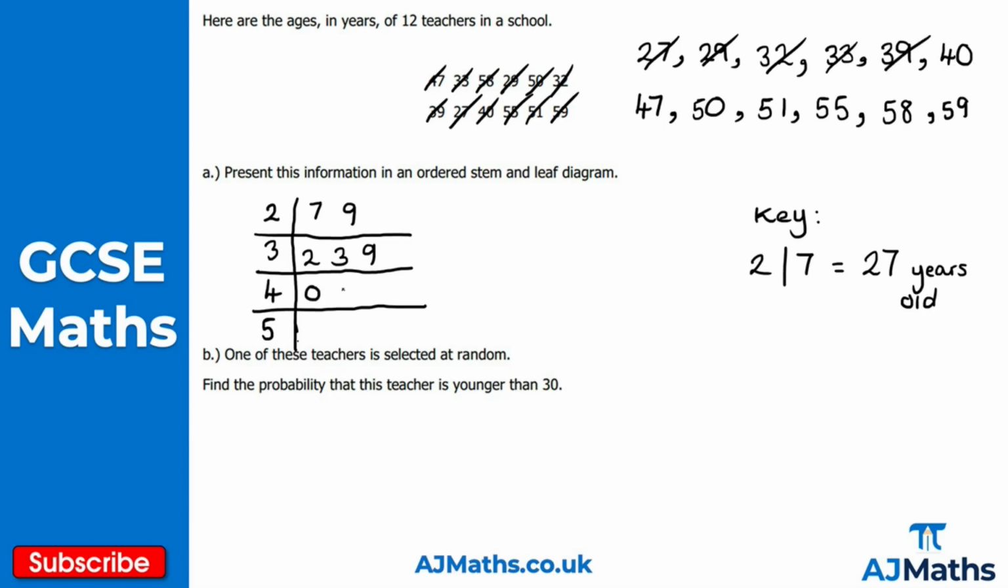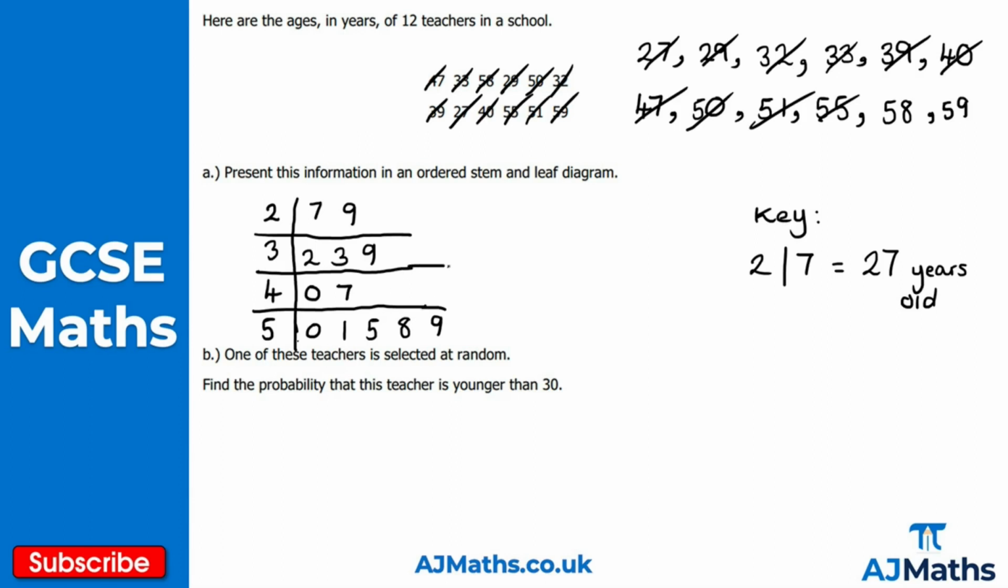47, so that's going to be a 7, and then we're done with the 40s. Take those off as well. Moving on to the 50s now, we've got quite a few here, so we've got 50, 51, 55, so 1, 5. Then we've got 58 and 59, so we need an 8 and a 9 here.